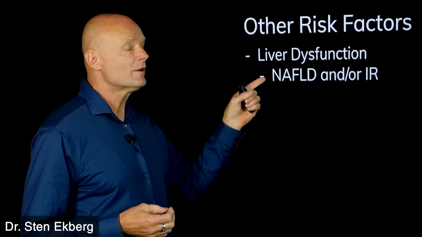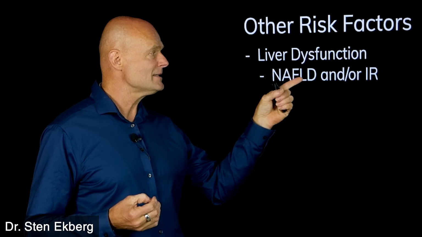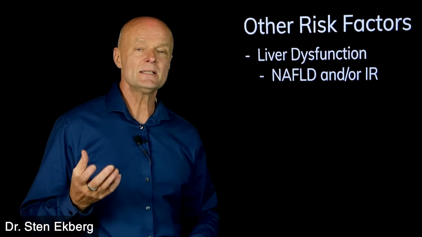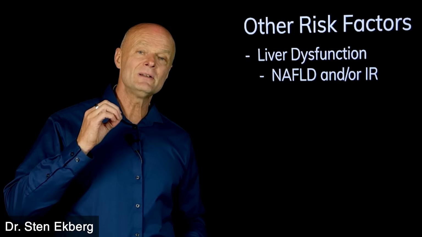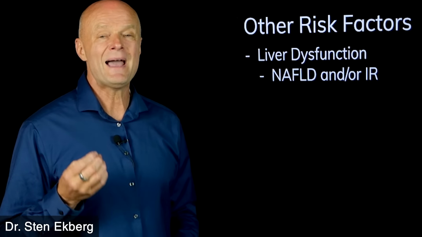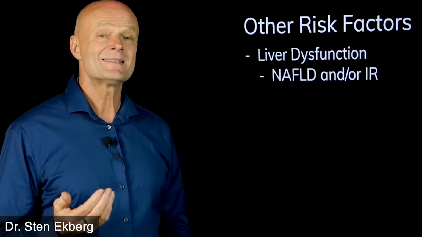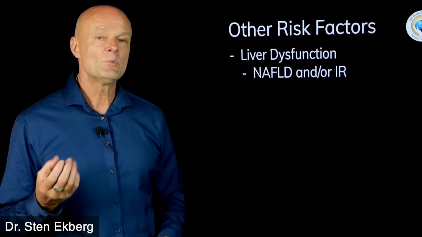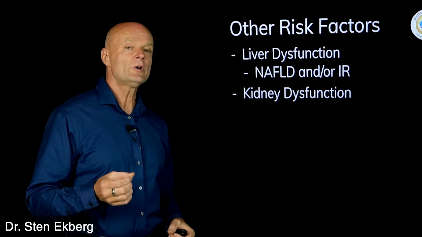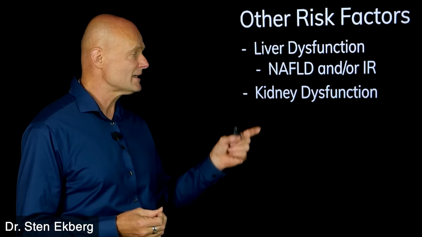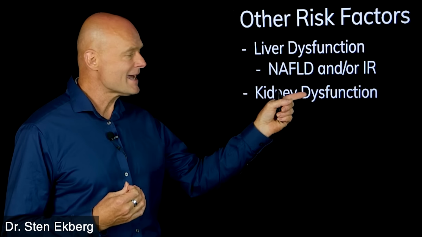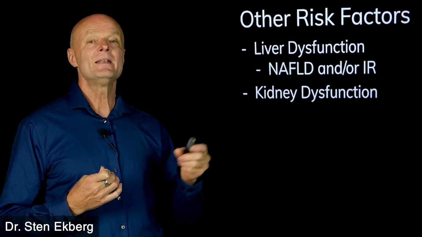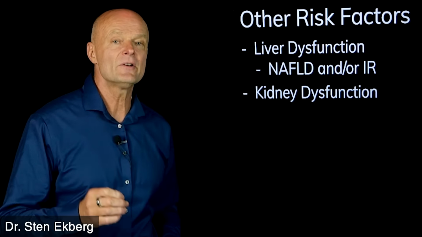So if you have non-alcoholic fatty liver disease and or insulin resistance, and these two very often go hand in hand, now your liver is not going to be at full capacity to perform this conversion of homocysteine. And we mentioned before, the third important pathway to get rid of homocysteine is through the kidney, to flush it out. And if your kidney has a dysfunction, then that could be a very, very big factor.